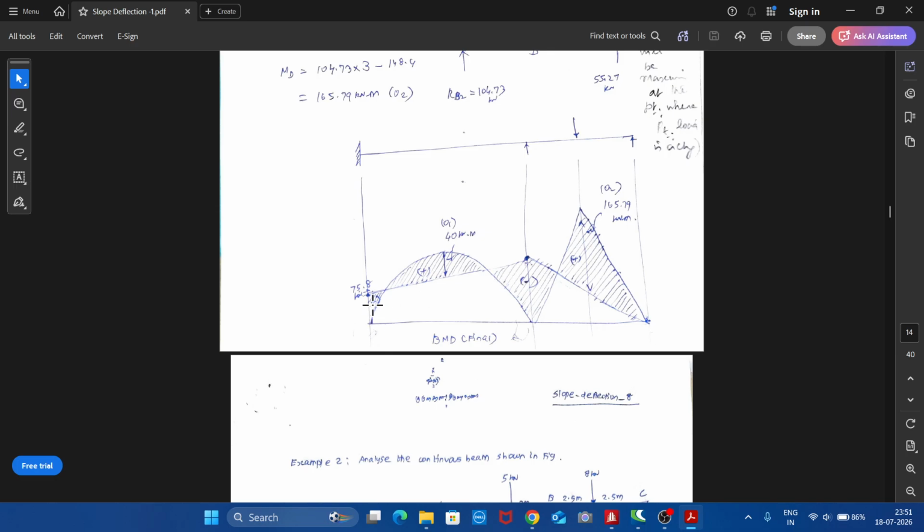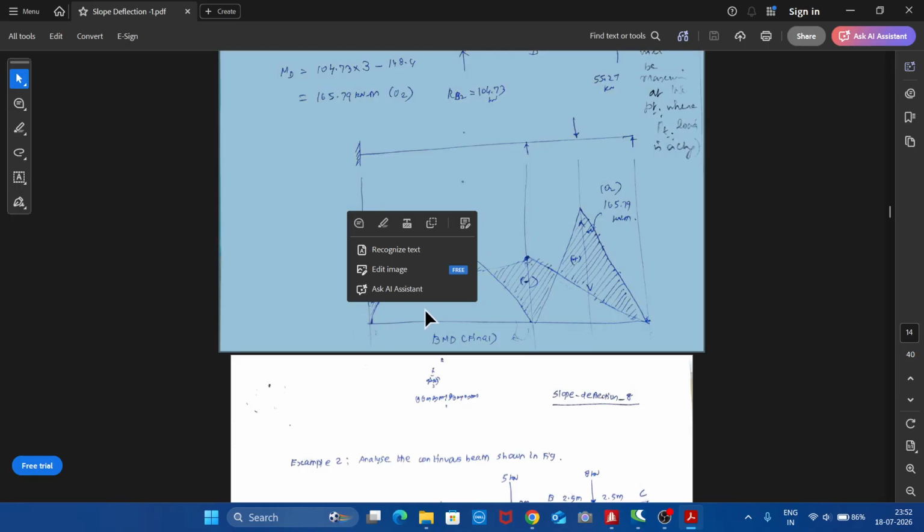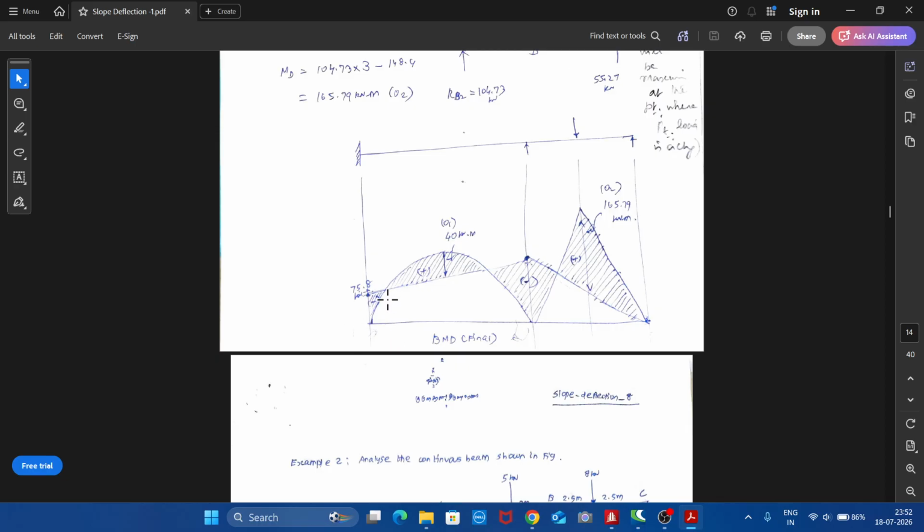And then we should mark the end moments. Here the end moment we have got is minus 75.8, that is anti-clockwise. To see where to plot this minus 75.8, you stand here, place a point here, and apply an anti-clockwise moment. Since it is minus 75.8, apply an anti-clockwise moment here and see whether the beam will be pushed up or down. If I apply an anti-clockwise moment here, the beam will be pushed up. Therefore, I am marking 75.8 at the top.